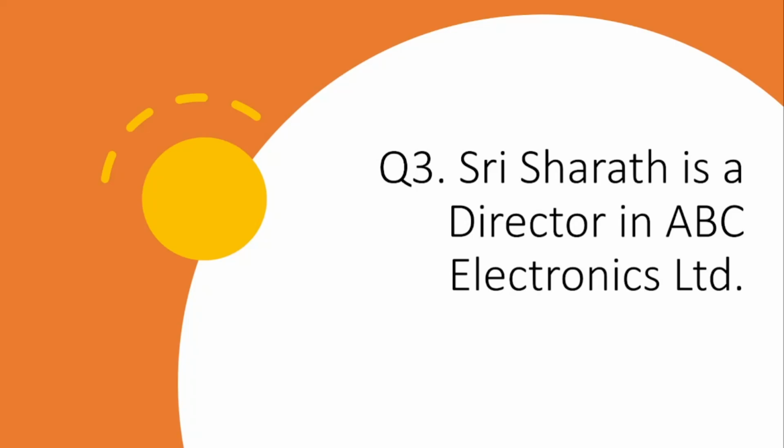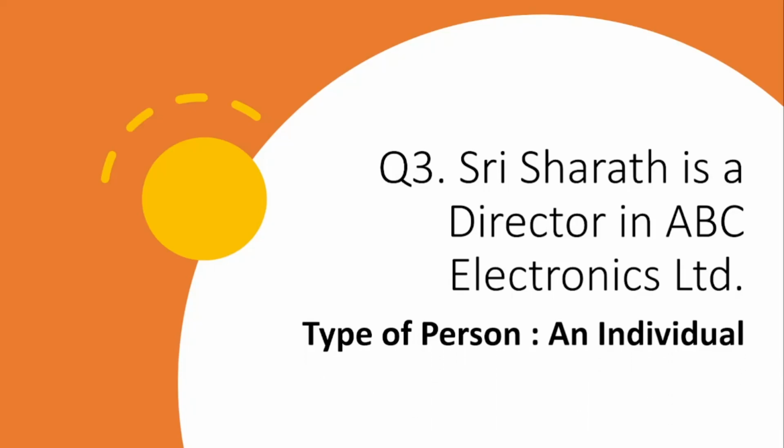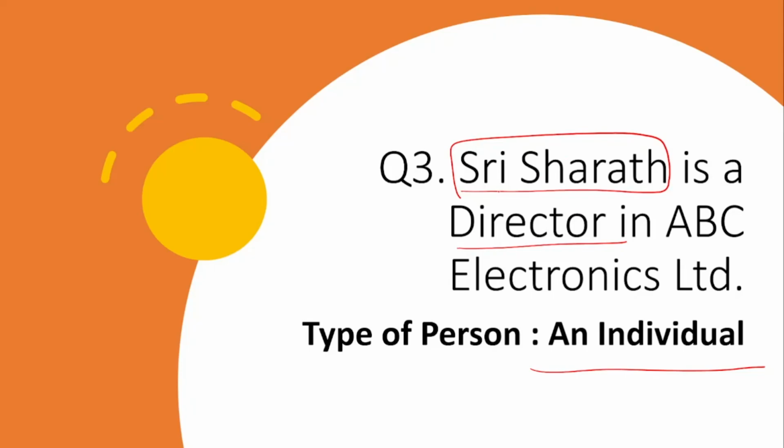Next, question number 3. Sri Sharath is a director in ABC Electronics Limited. Please put in the comment box which kind of person he is. You have 5 seconds. Okay, let us see the answer. He is an individual because we are speaking about Sri Sharath. Sharath is a human, and he is working as a director for which he will be paid a salary. So here we are talking about an individual, that is Sharath. So the type of person is individual.